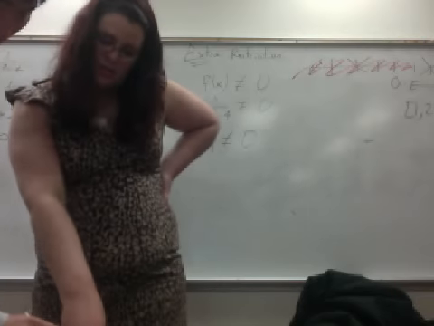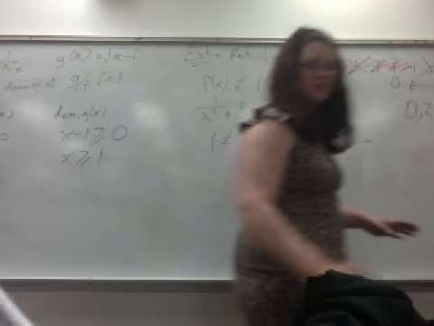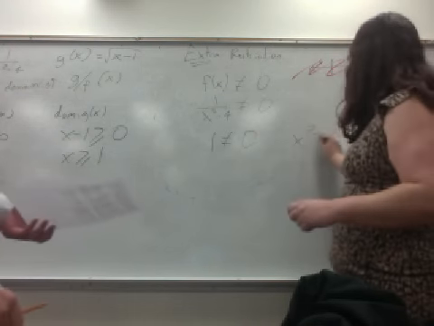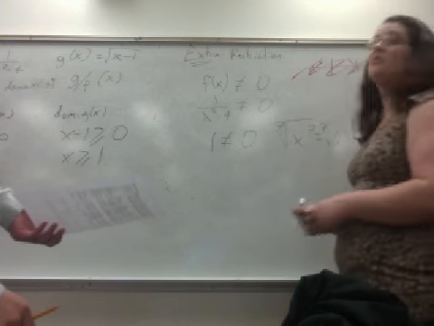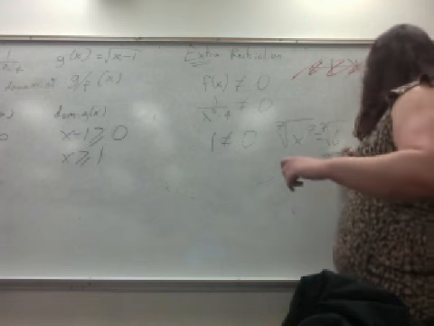Oh, well, you've got to take the 7th root of both sides. So if it's x to the 7th equals 6, you just do a 7th root here, and a 7th root here. So x is the 7th root of 6.